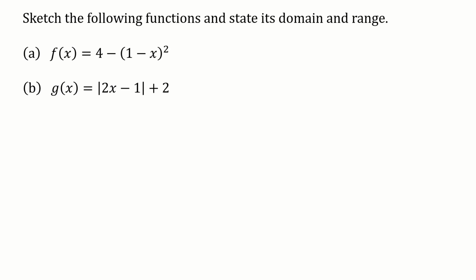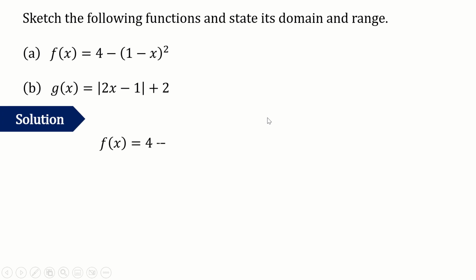Okay, sketch the following function and state its domain and range. Alright, so for the first function we have f(x) = 4 minus (1 minus x) squared. And then for b we have a function g, which is the modulus of 2x minus 1, plus 2. Right, so we do the first question first, which is a quadratic function.